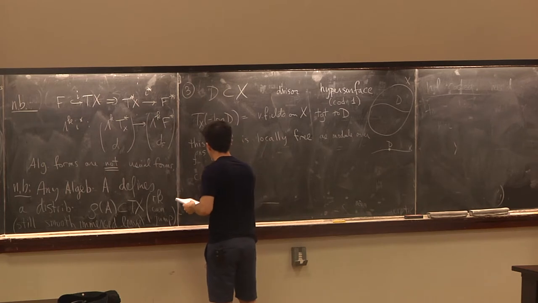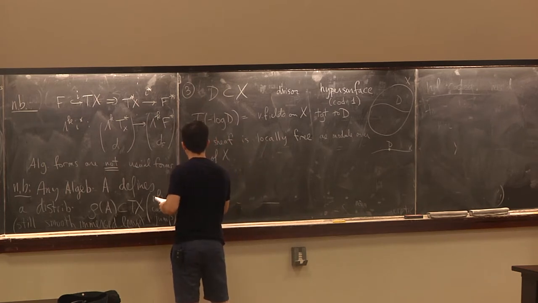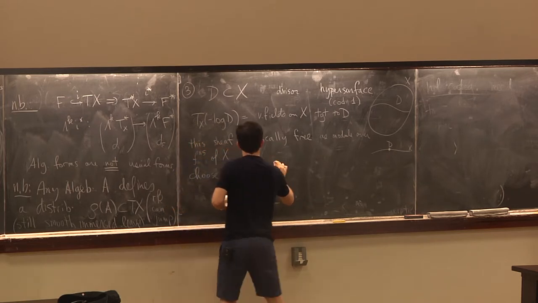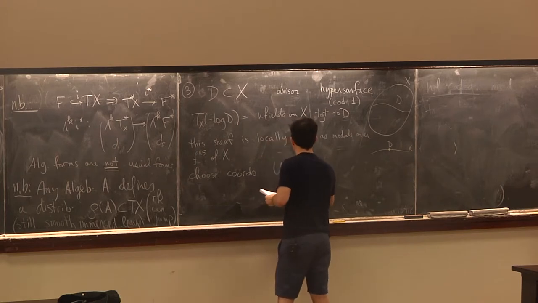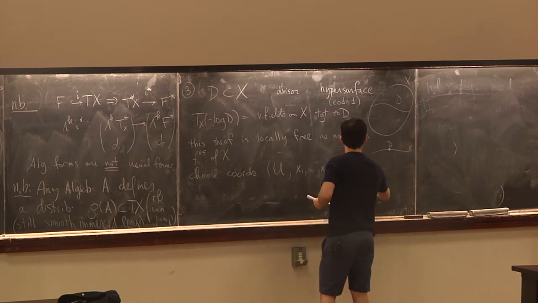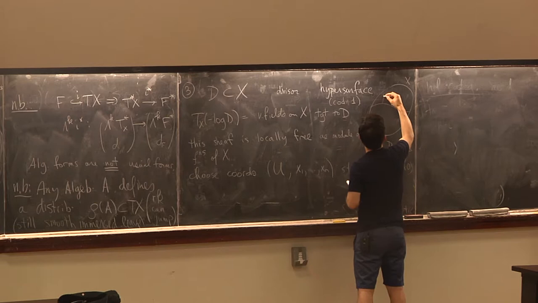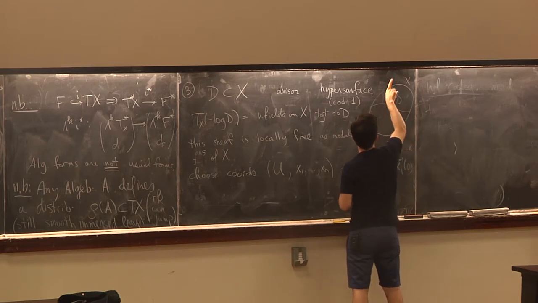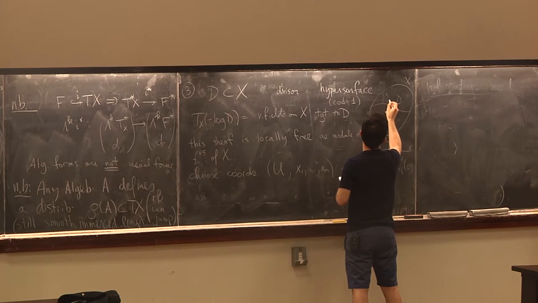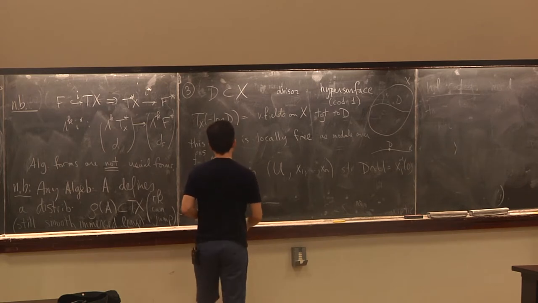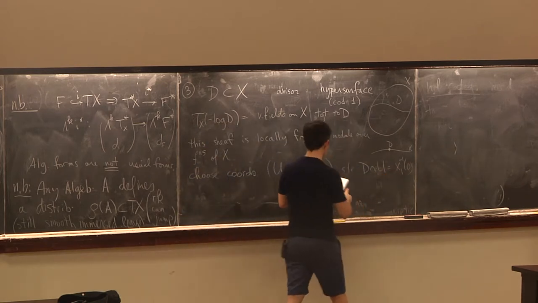So to show this, we can choose coordinates such that D is cut out by the first coordinate. So we'll say that we have a coordinate system where x1 is pointing normal to D, and the other x2 up to xn are along D. So in such a coordinate system, D is just given by x1 equals 0.